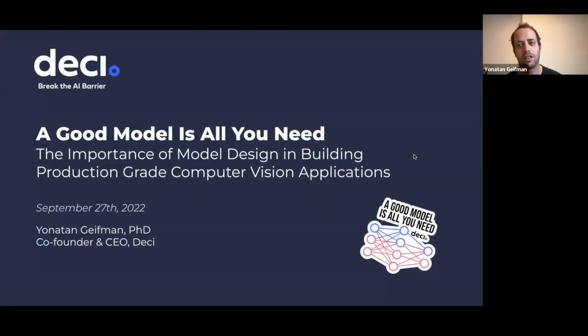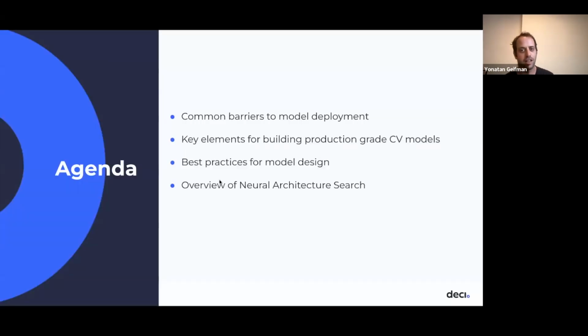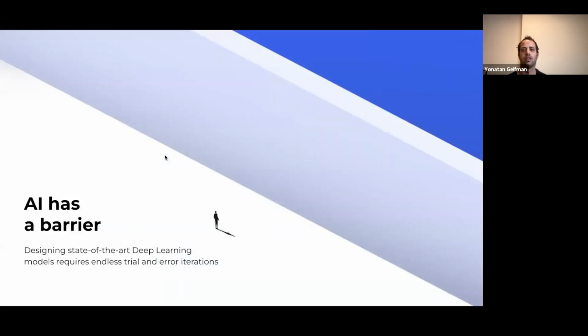Great to be here. So as Paula said, I'm going to talk about the importance of model design in building a computer vision application, and let's simply start. I'm going to talk about the common barriers to model deployment that are coming from the model design, key elements for building production-grade computer vision models, best practices for model design, and what is neural architecture search, and how can we use it to design a better model.